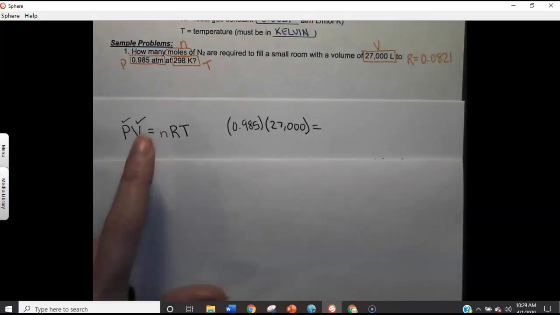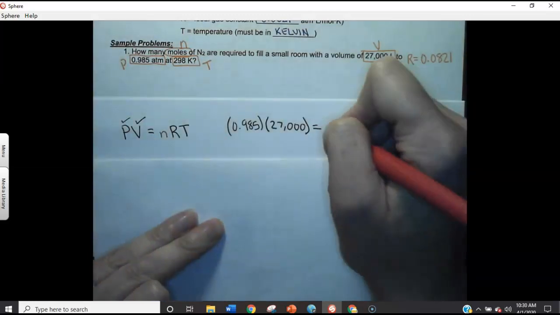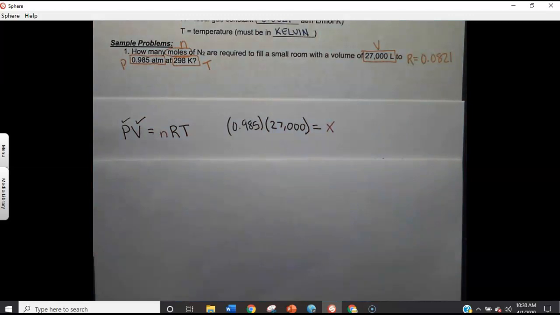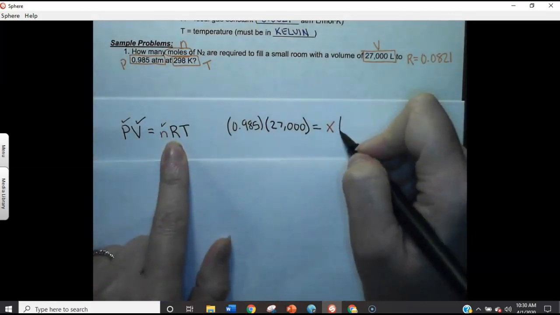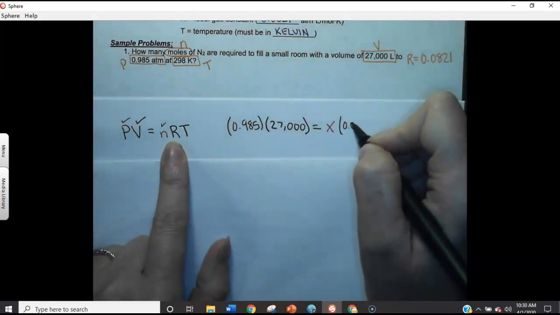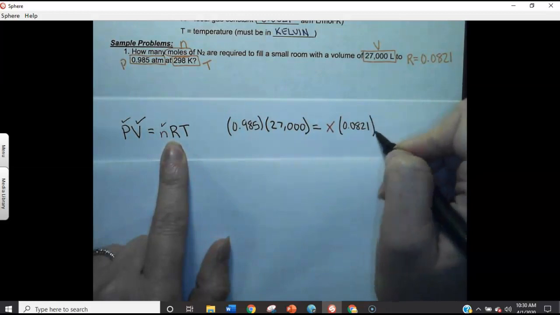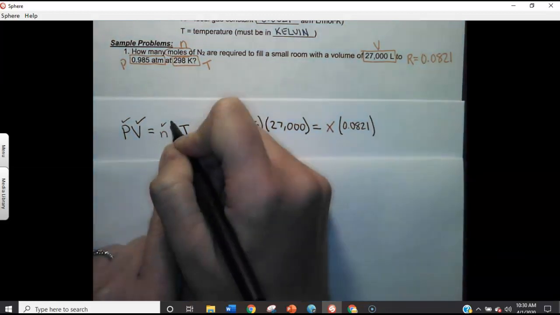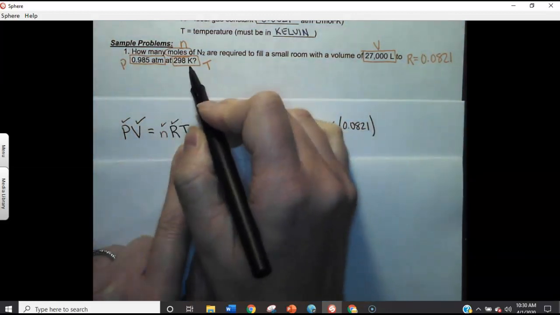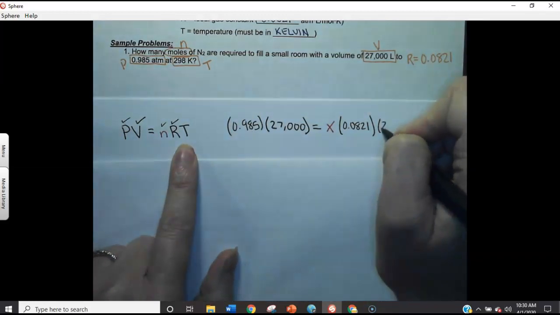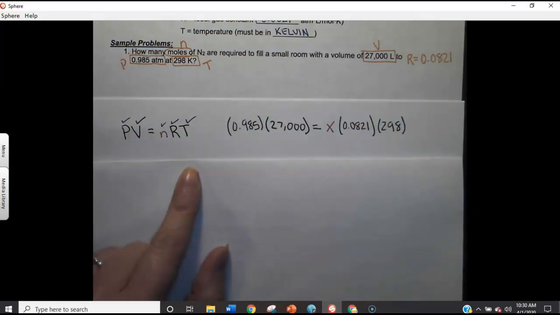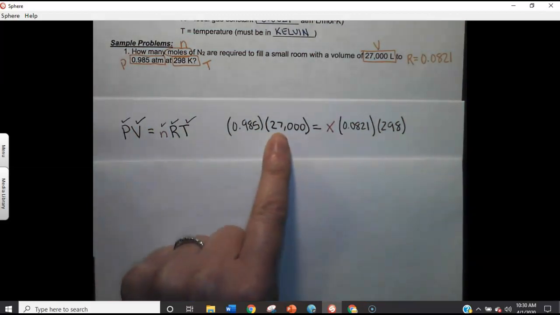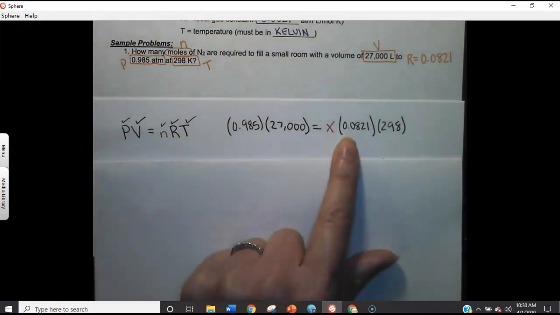For n, I don't know what it is. So when we don't know what it is, we usually use x. Okay. So I substituted for n. For R, we always substitute 0.0821, our constant. Check. For temperature, I need my Kelvin value, so 298. Check. So we end up with that. This times this equals x times that times that.